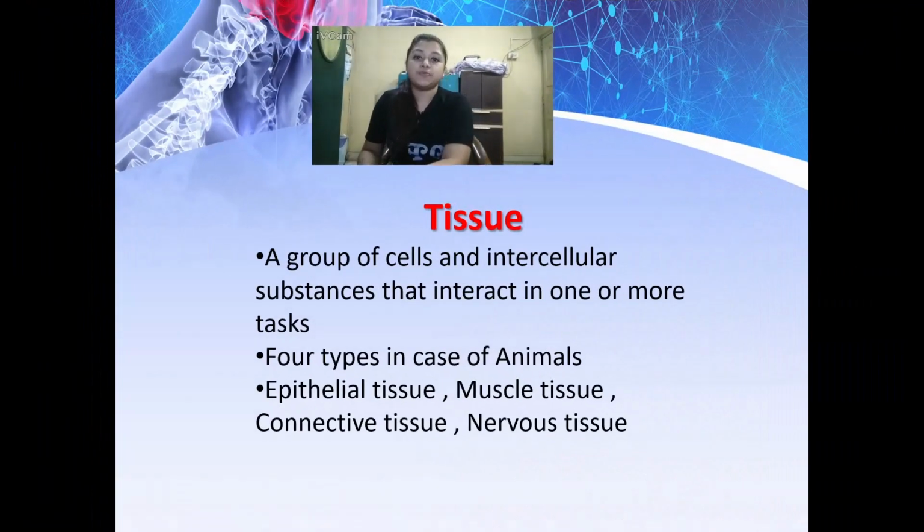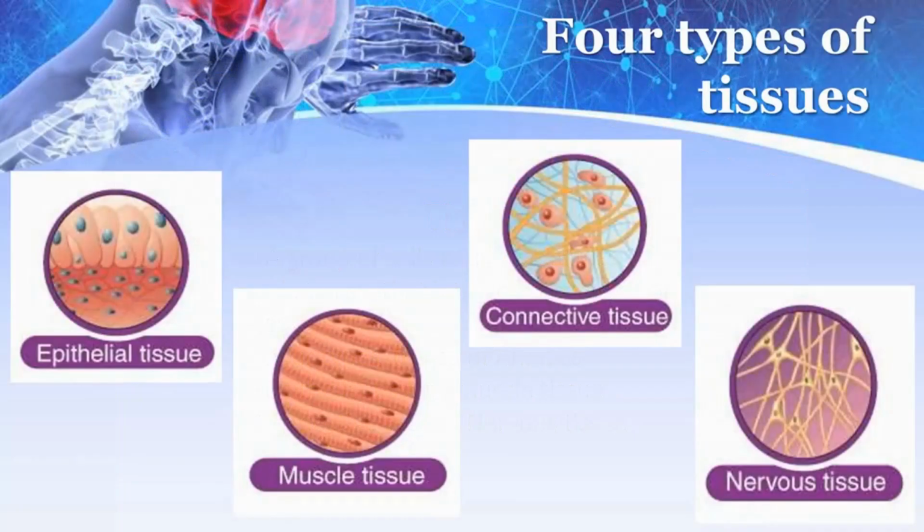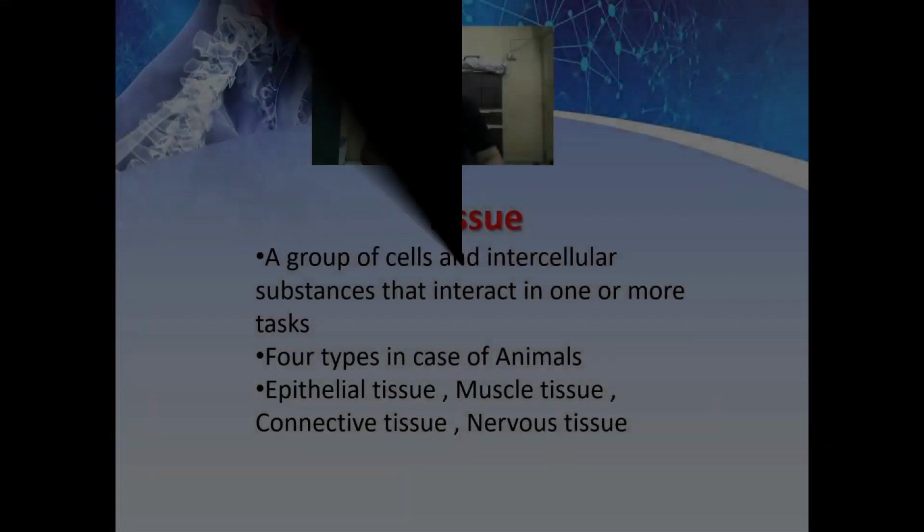The next concept here comes up as tissue. A group of cells and intercellular substances that interact in one or more tasks. As I have told you earlier also, when many cells combine together, they function as a tissue. In the case of animals, there are only 4 types of tissue: epithelial tissue, muscle tissue, connective tissue and of course nervous tissue.